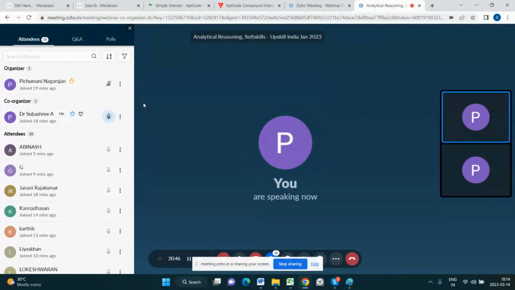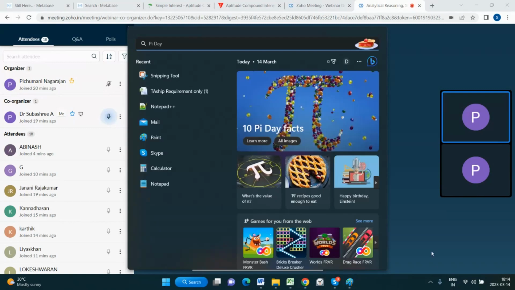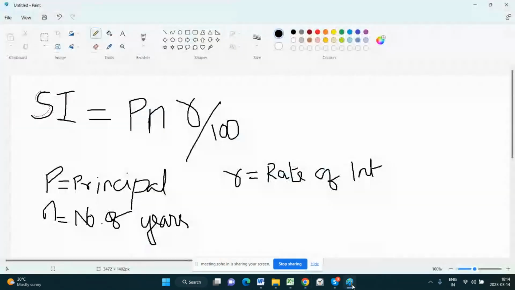Simple interest is nothing but if you deposit some money in the bank, the interest that is calculated using the formula PNR by 100. P is the principal, R is the rate of interest, N is the number of years. So using this, if they calculate, it is called simple interest. In the simple interest method, every year you will get the same interest.